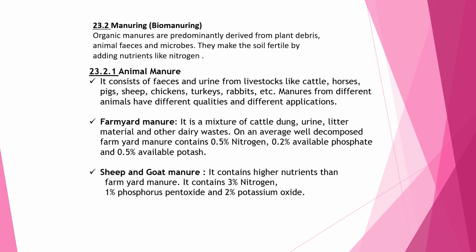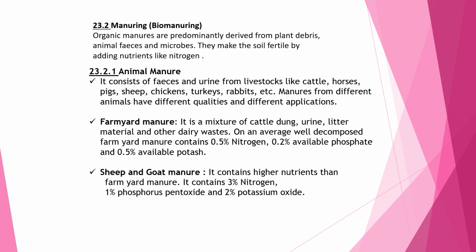On an average, well decomposed farmyard manure contains 0.5% nitrogen, 0.2% available phosphate and 0.5% available potash. Go through that for a second. The percentage you should know by heart now. Can you? I keep on asking. Make a note in a notebook. Whatever you are observing, the key points, please note down in the biology classwork.